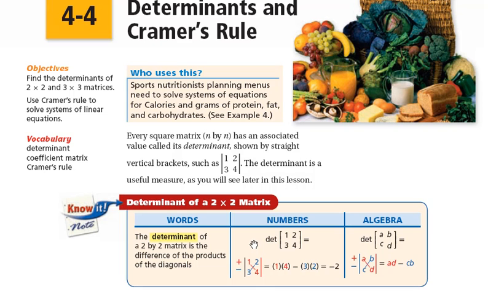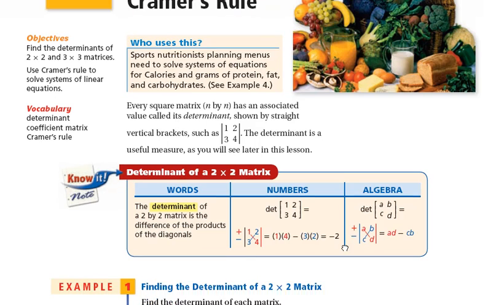For example, to find the determinant of a 2 by 2 matrix, this is an example here. What you're doing is you're kind of crisscrossing. You're multiplying, and then you're subtracting the two. So here we have 1 times 4, and then we want to subtract 3 times 2. And when you simplify that, you get negative 2. So two multiplications and a subtraction, and the determinant is one single number from a matrix.